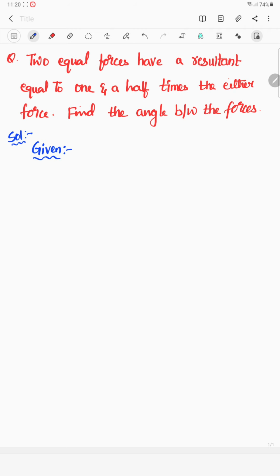Two equal forces means we are having two forces where their magnitude is equal. So let me write the magnitude of force A bar be x, and at the same time the magnitude of force B bar also x. I have considered the two vectors as A bar and B bar, and their magnitudes are equal to x and x, and assume that the resultant C bar is equal to the resultant of A bar and B bar.